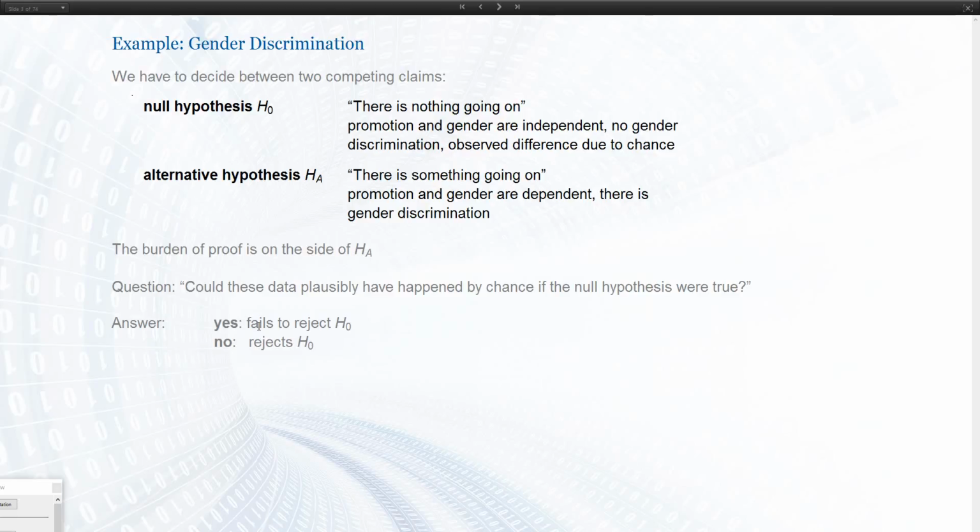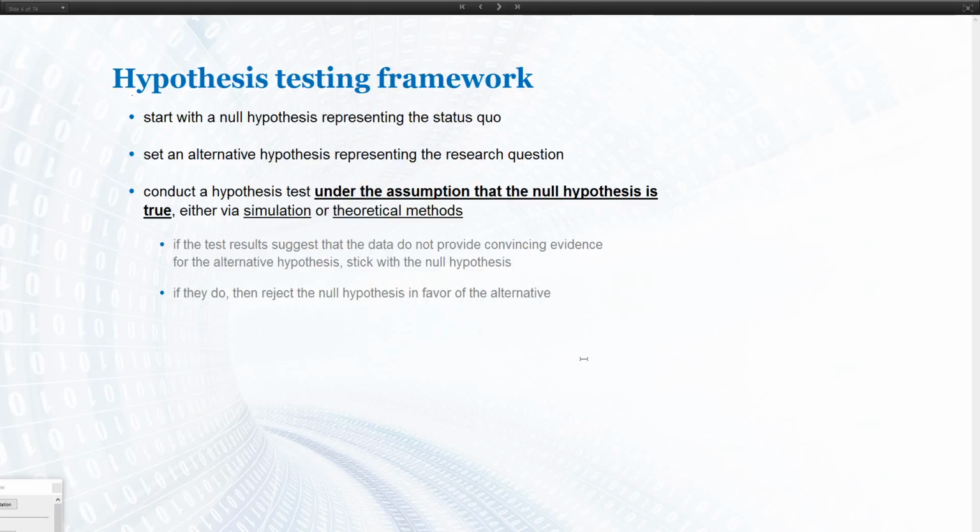And then we get two possible answers. One is yes, the data supports the claim that this is just chance, then we have to stick to the null hypothesis. Or no, and then we have to go to the alternative hypothesis. So it always starts with the null hypothesis, then we set an alternative hypothesis, and do some tests. And that's the important thing: all tests that we do always assume that the null hypothesis is true. Then we can use a theoretical model or a simulation. You will see in a minute how this works.